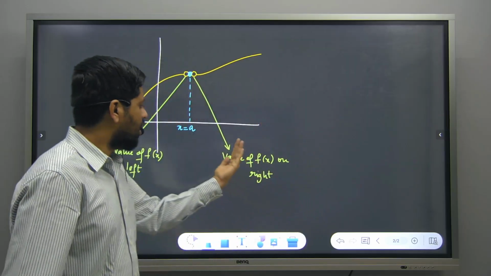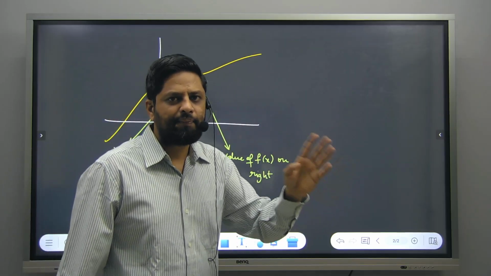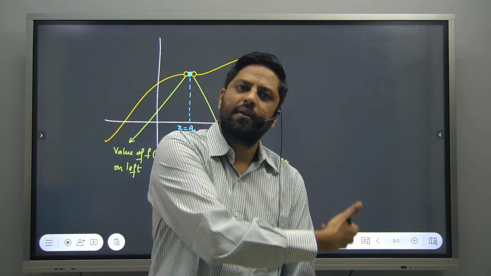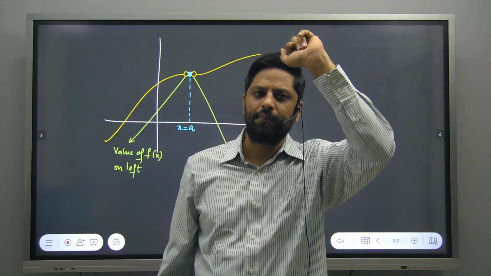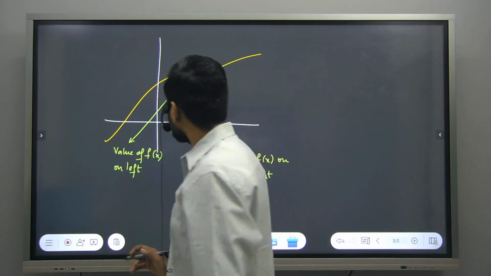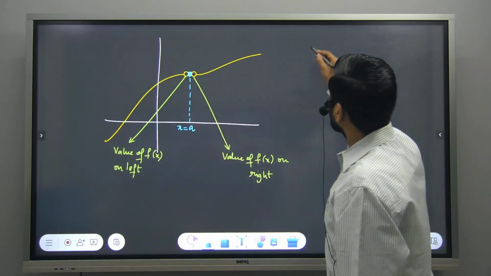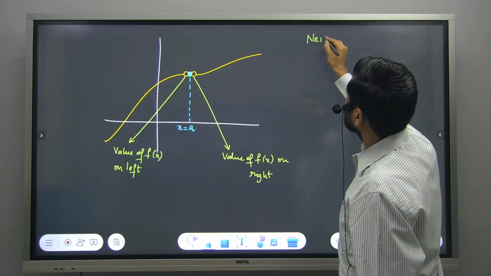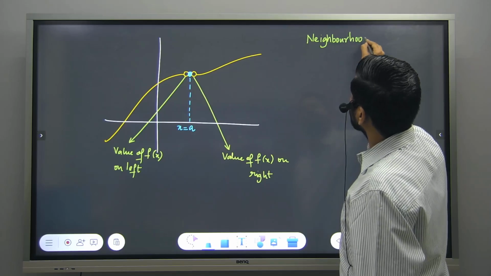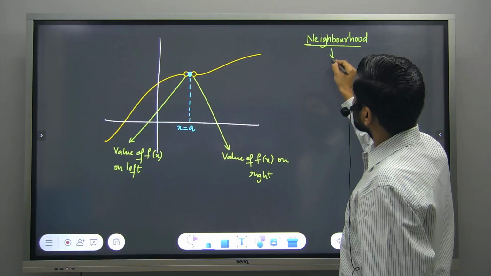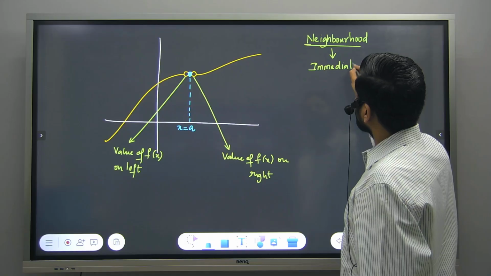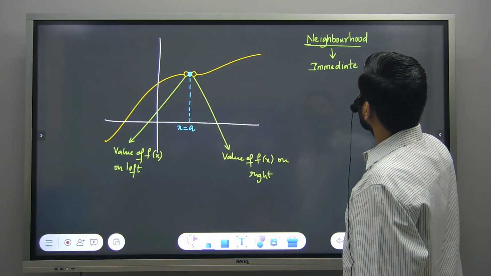Whenever I use the word on the left, on the right, I'm talking about your immediate right and immediate left. I hope this is clear. Yes, sir. That's very important. We don't go to far away points. So we are talking about the neighborhood. Neighborhood is nothing but your immediate neighbors. Okay, so this is very important.